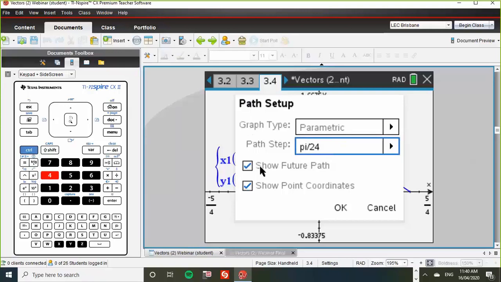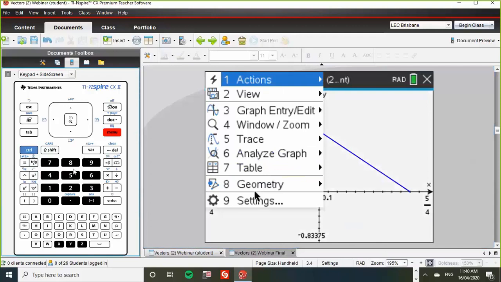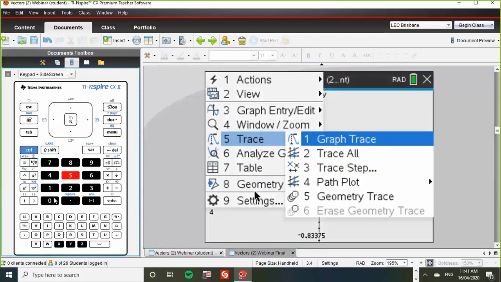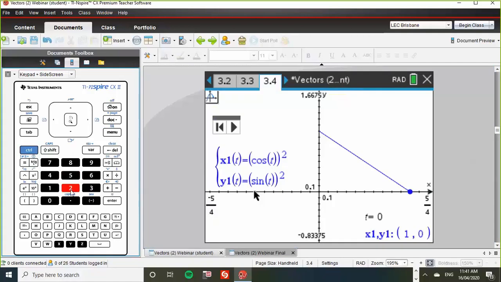I have checked the box here because I want to see the future path. You can either click there or click there to show it again. I also want to show the point coordinates. So I'll press OK. I'm happy with that. And I go to Menu, Trace, Path Plot, and then Parametric. What happens is I get an animation button appear. It also tells me that this particle starts at (1, 0), because that's where it is when t equals 0.